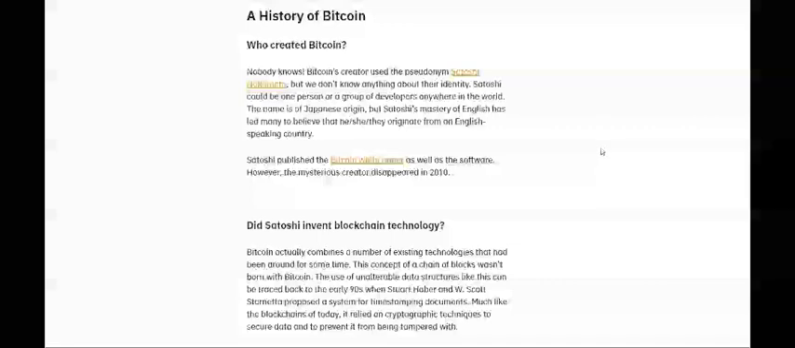History of Bitcoin. Who created Bitcoin? Nobody knows. Bitcoin's creator used the pseudonym Satoshi Nakamoto, but we don't know anything about their identity. Satoshi could be one person or a group of developers anywhere in the world. The name is of Japanese origin, but Satoshi's mastery of English has led many to believe that he, she, or they originate from an English-speaking country. Satoshi published the Bitcoin white paper as well as the software. However, the mysterious creator disappeared in 2010.